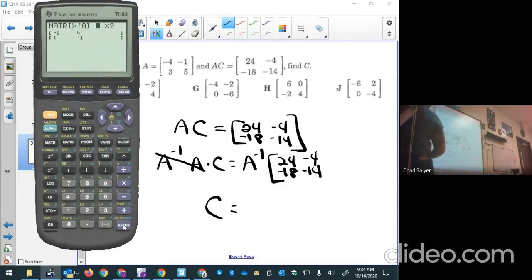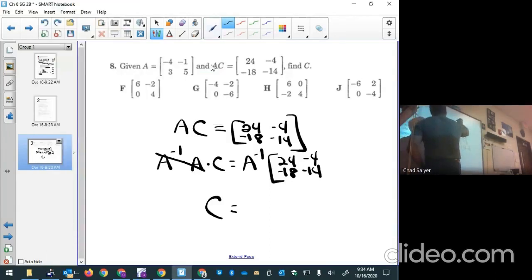So let's edit A and make it -4, -1, 3, and 5. And so this is actually AC, so I'll tell you what, let's program that in as B to avoid confusion. If I make it C, that would be weird. So we'll say A times C will be B in our calculator.